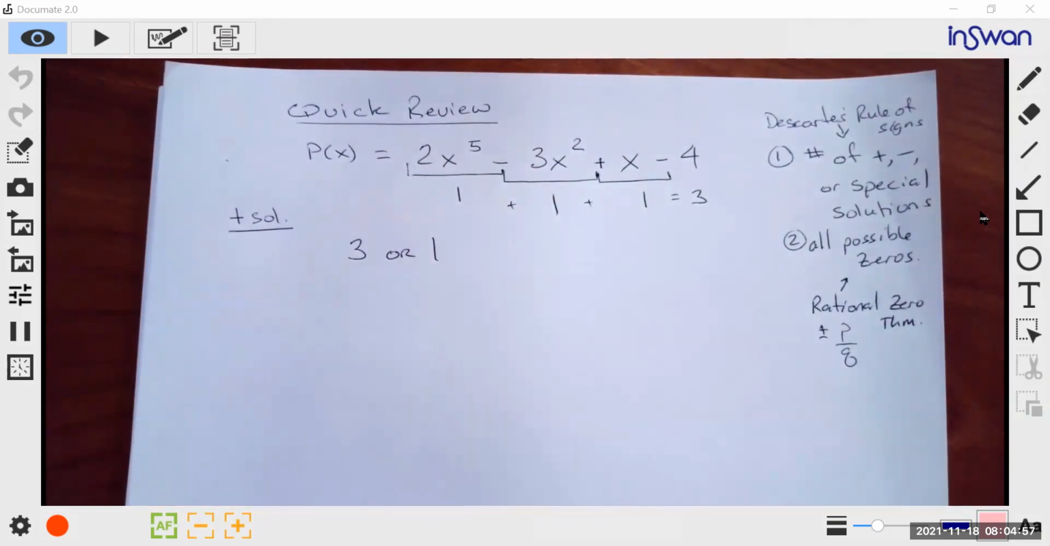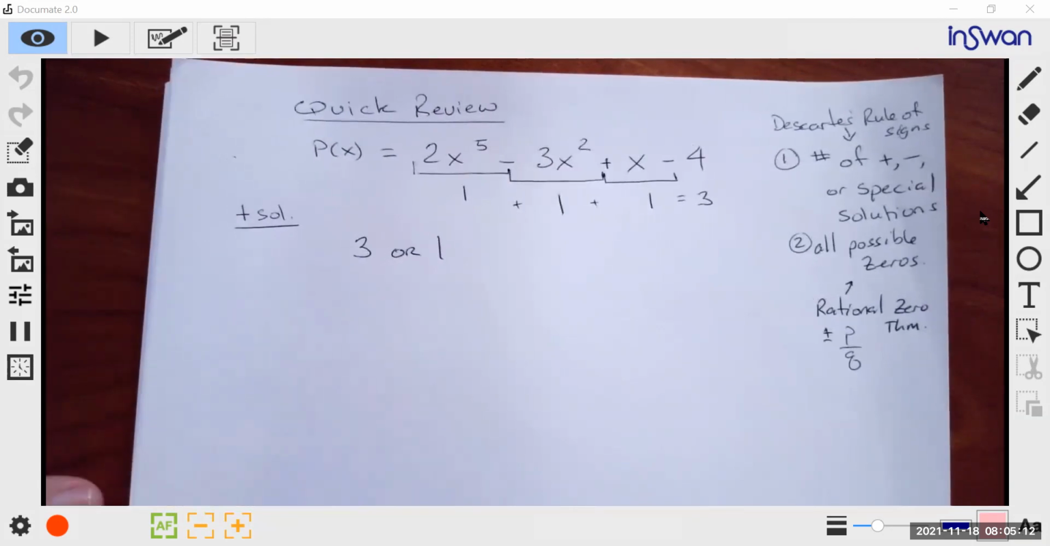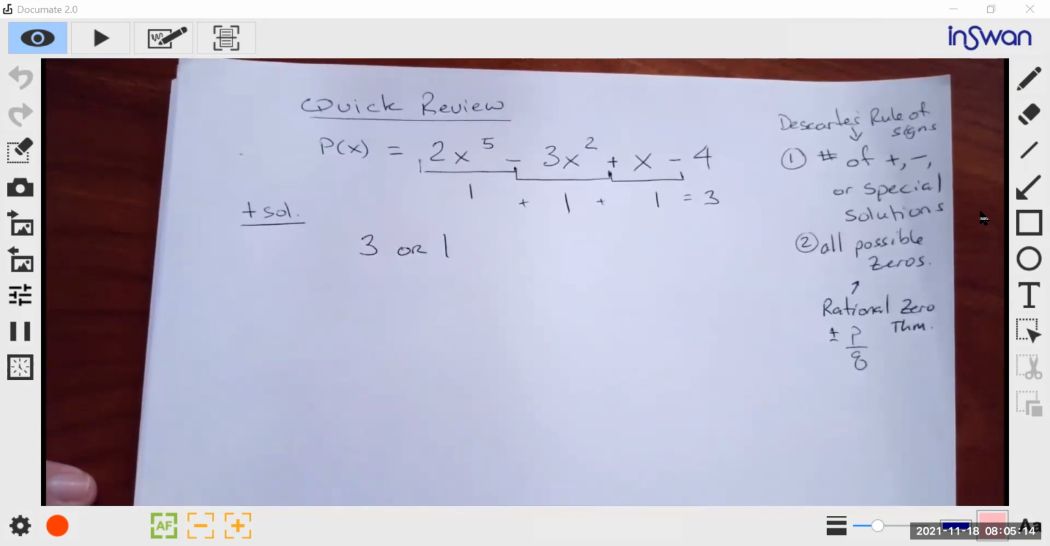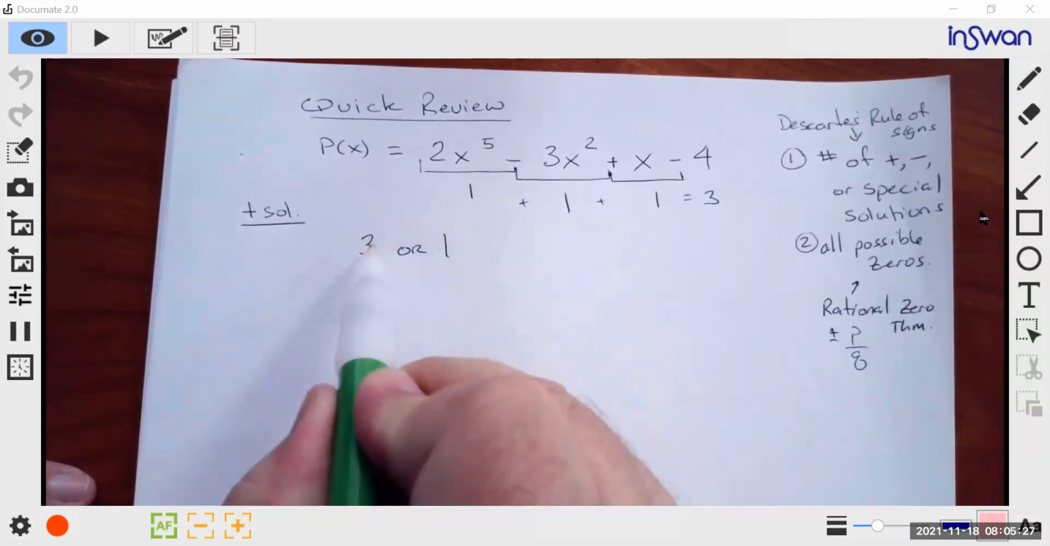Why is it 3 or 1? You're close, very close. So you're on the right track. If it's not positive or negative, if it's not integers, then it's either imaginary or radicals. And remember, imaginary and radicals always have to have a conjugate pair, so they have to come in 2s. So that's why I subtract 2.